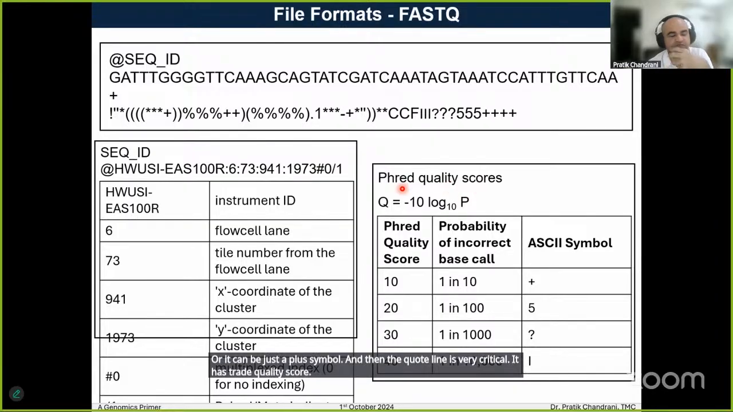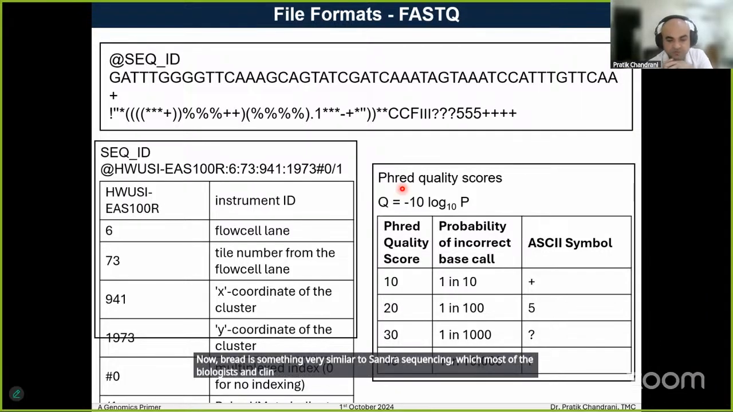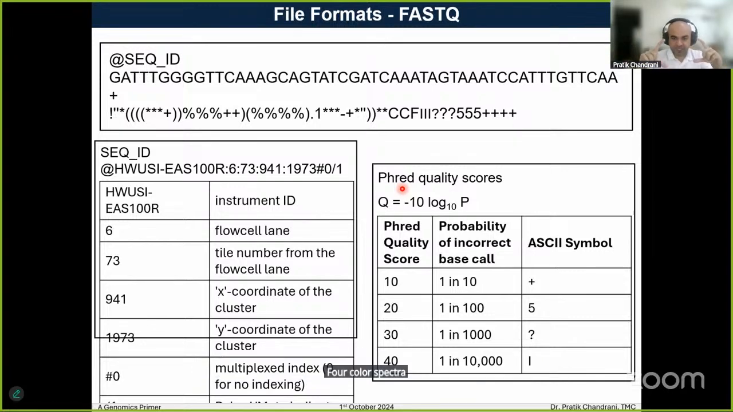Now, Phred is something very similar to Sanger sequencing, which most of the biologists and clinicians would be more familiar with. In Sanger sequencing, you get to see four color spectra. The spectra usually has a fixed height from 0 to 40, and that height indicates the quality of the nucleotide sequence at that particular location.